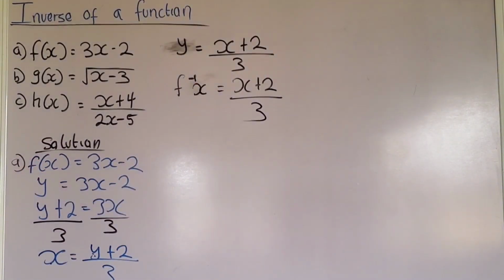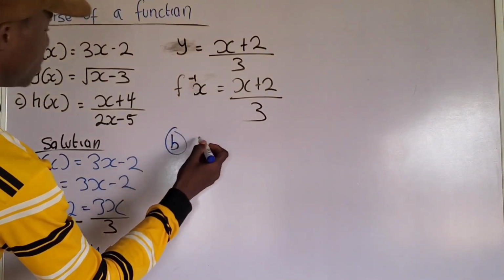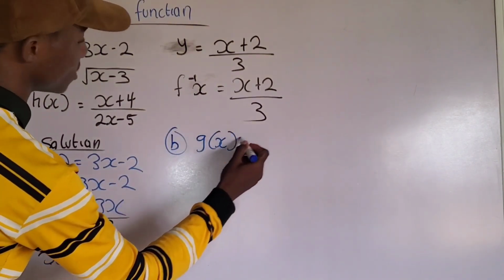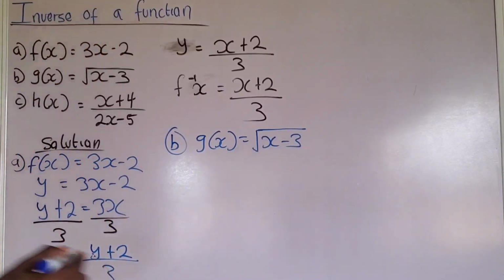Inverse of f of x is x plus 2 all over 3. Do you understand now? Okay, let's attempt the second question. For the second question, we have B. Question B. g of x is equal to the square root of x minus 3. These are the likely questions that might come out in your exam, so make sure you pay attention.